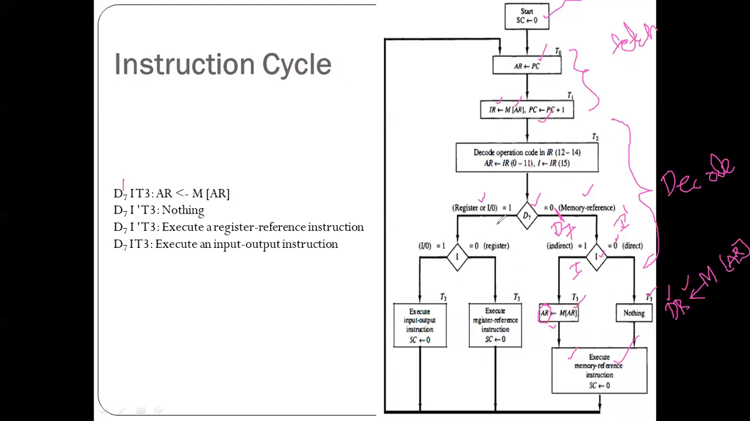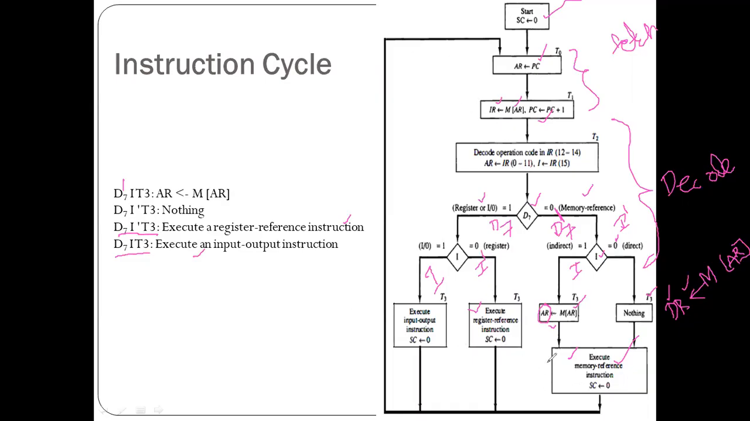Coming to the register reference, this path is just for D7, true logic D7. If I is equal to 1, then it is an IO instruction. So D7IT3 is meant for executing an IO instruction. D7I'T3 is meant for executing register reference. So this completes your instruction.